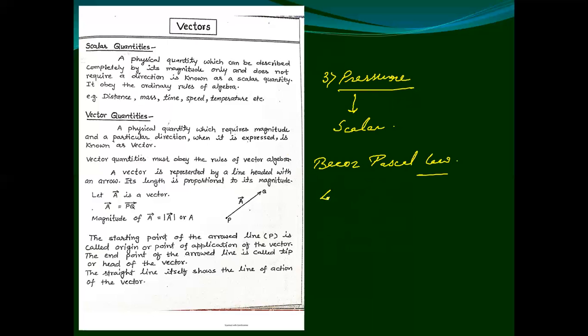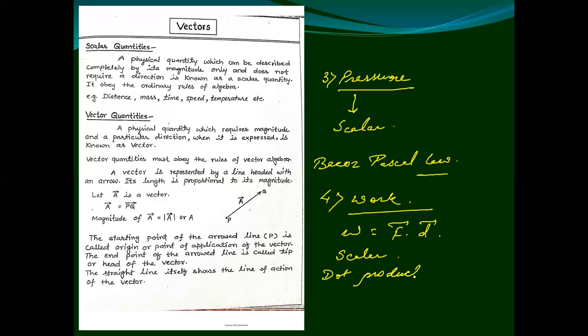The last one is work. Very common one. The most interesting thing is that work is a dot product of two vectors. Still it is a scalar, because the dot product of two vectors is a scalar. Is it okay with you?